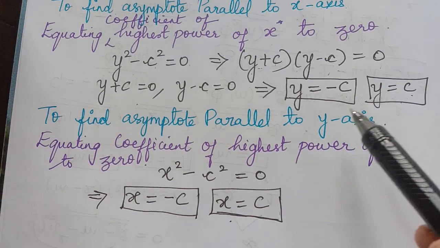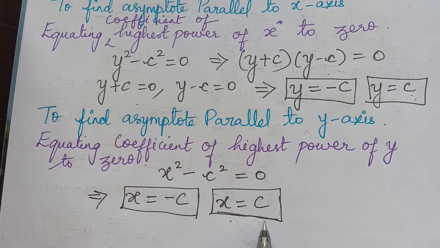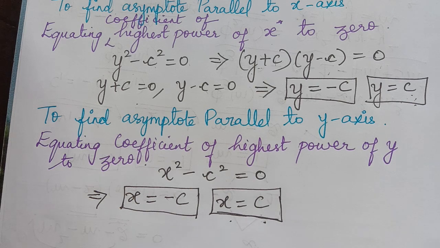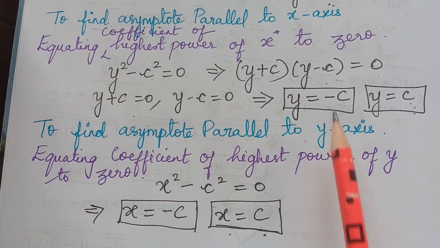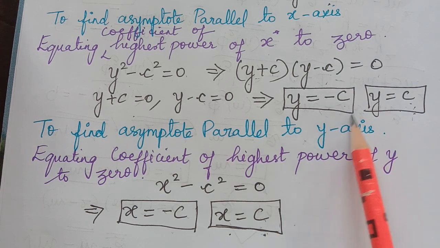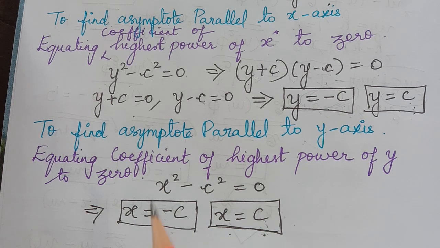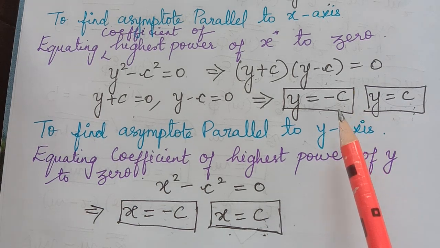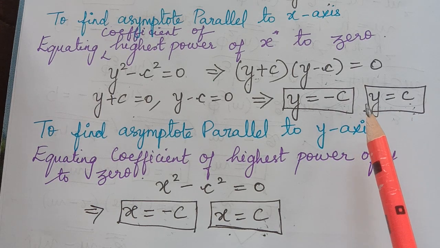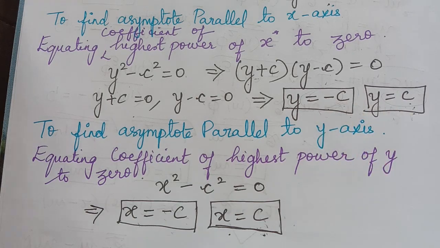So therefore we have found all the 4 asymptotes for the given curve. So 2 asymptotes are parallel to x-axis, 2 of the asymptotes are parallel to y-axis. Now after finding all the 4 asymptotes, we have to check whether the given asymptotes form a square. So let us draw these lines graphically. First of all, we have to draw the line x equal to minus c and x equal to plus c. After that, we have to draw the line y equal to minus c and y equal to plus c, and let us check whether they form a square.